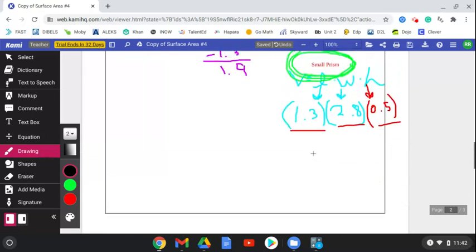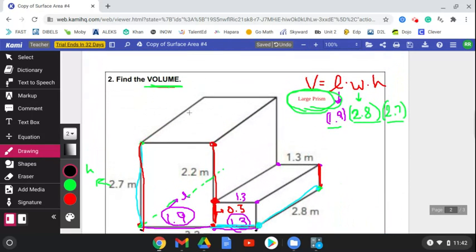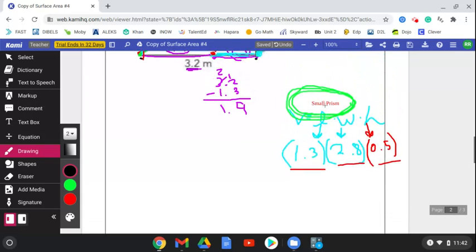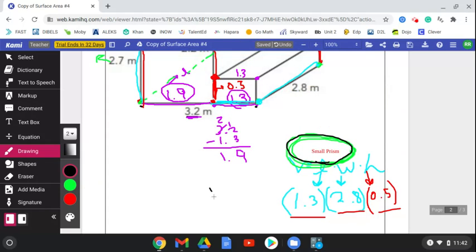One last note about number 2 when finding the volume, right? We found the volume of the large prism. We added that to the volume of the small prism. Remember, volume is not in square units, it is in cubic units. So your answer will be meters cubed.